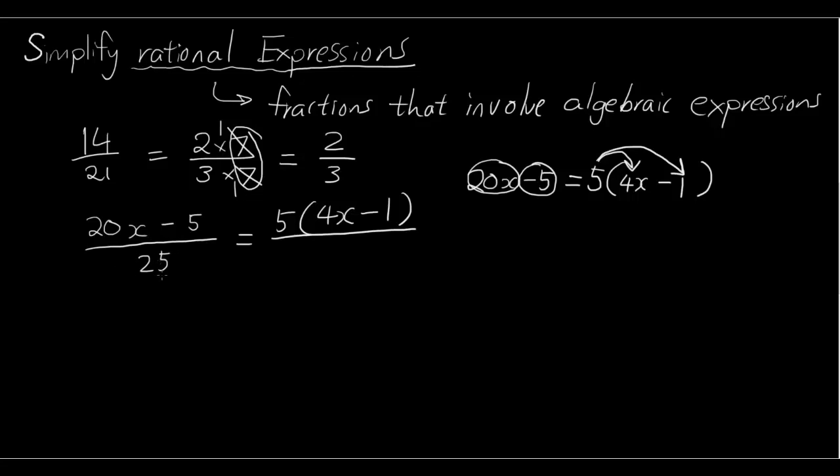And let's do the same thing with the denominator. 25 equals 5 times 5. And now we have 5 divided by 5, 5 on both the top and the bottom. So now we're left with 4x minus 1 over 5. So we have fully simplified this fraction.